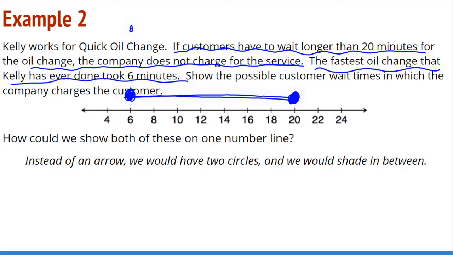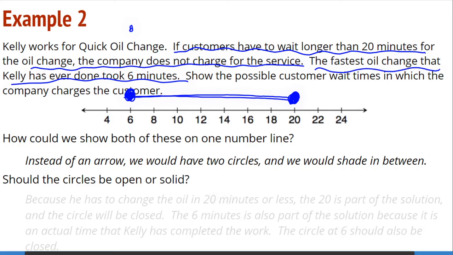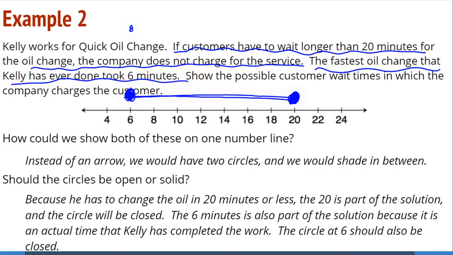Remember, I always have a student who says, well, what if he goes faster than 6 minutes? Okay, well then this is going to move on the left-hand side. But right now, as of this very minute, the company is going to get paid between 6 minutes and 20 minutes. The circles should be solid because we're including those times. 20 minutes or less, equal to 20, is part of the solution. 6 minutes is the fastest he's ever done. So it's filled in.